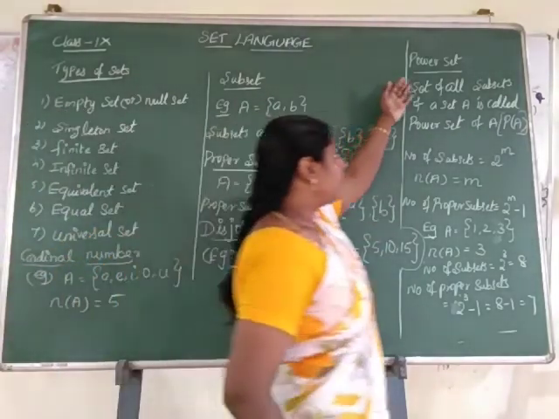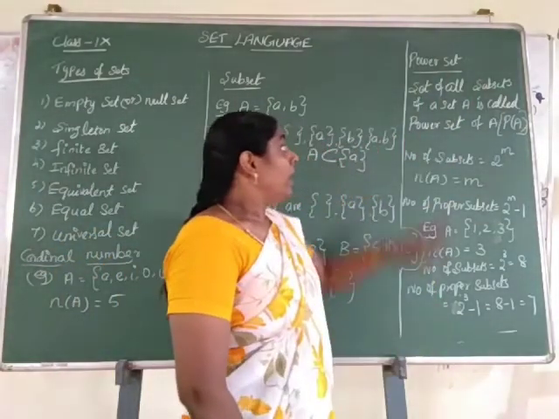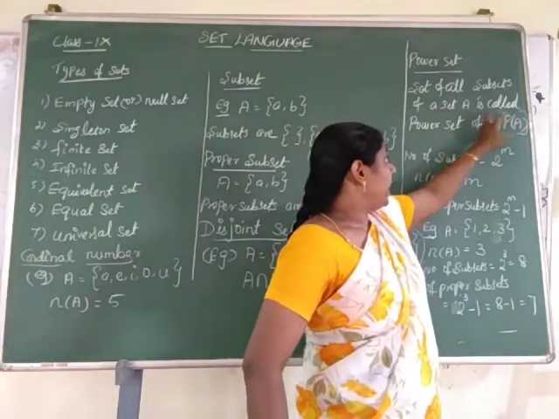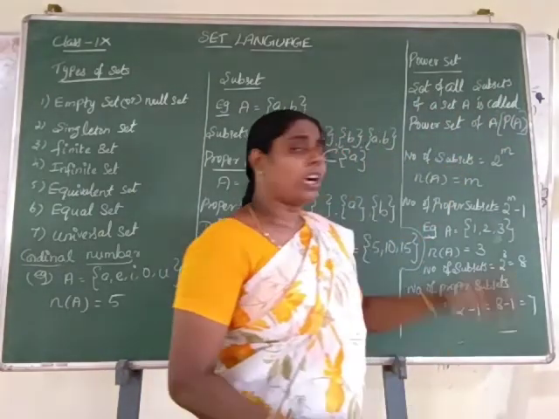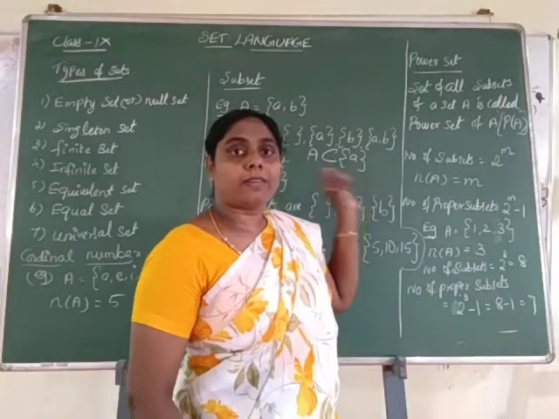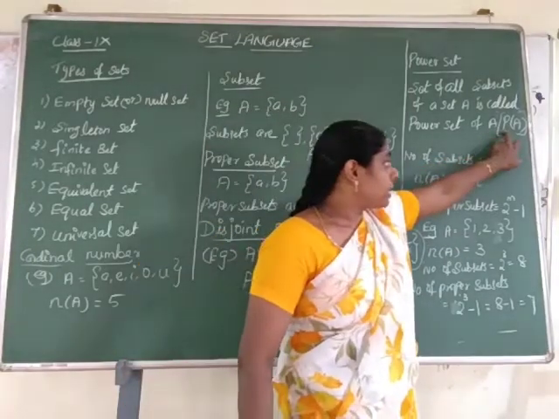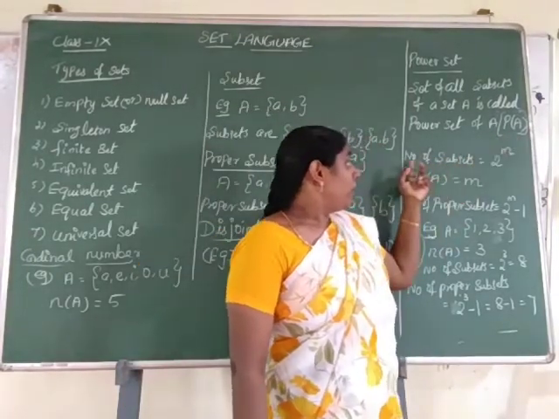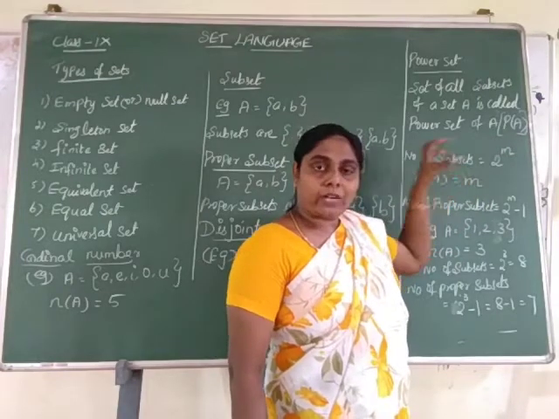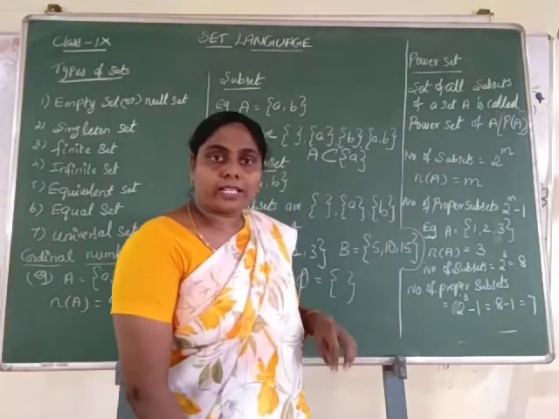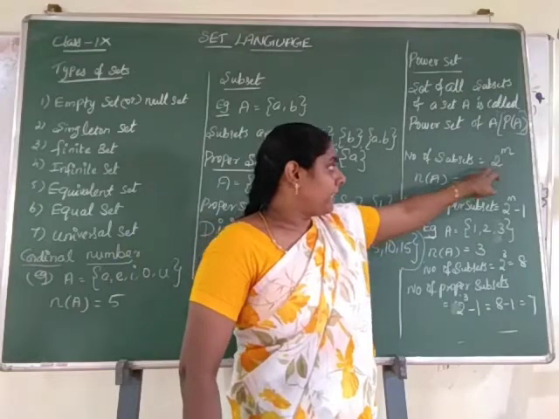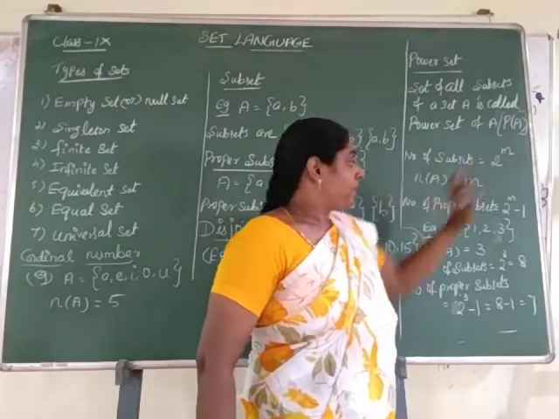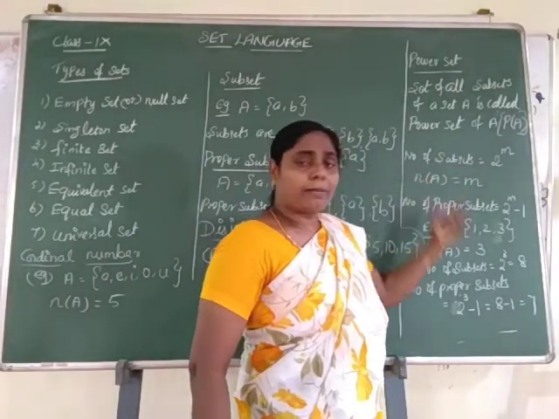Next one, power set. Power set means the set of all subsets of set A is called the power set of A. All the subsets you have to put together as a power set. Its notation is taken as P of A. Now, we have to calculate how many subsets are there in a set. So, number of subsets is equal to 2 to the power of n, where n means the cardinal number of the set.